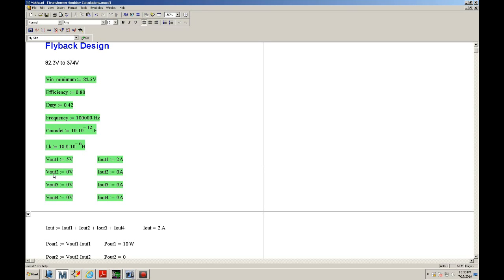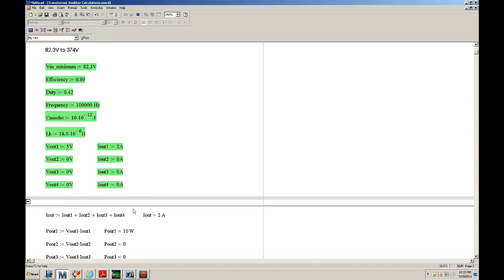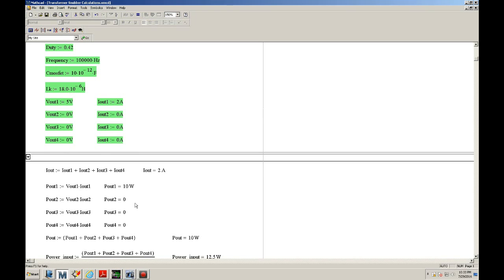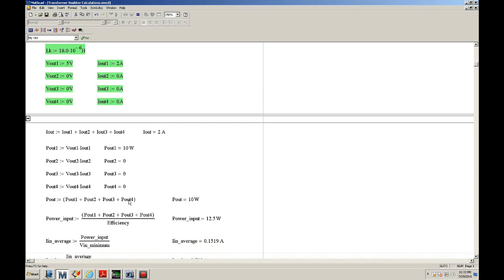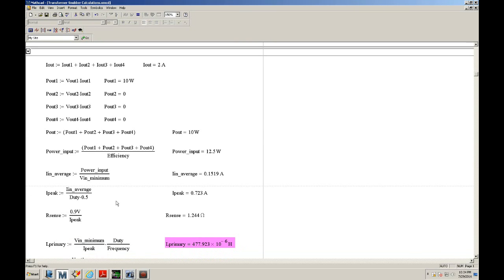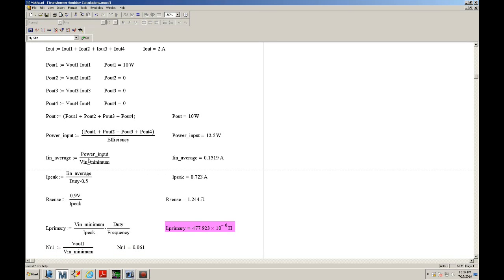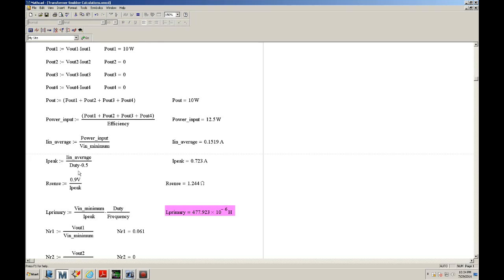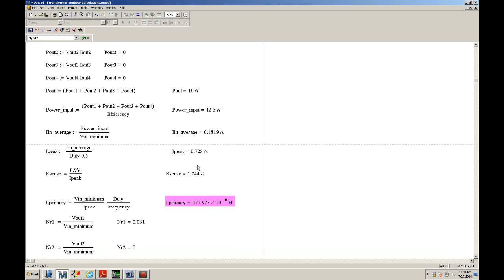If I wanted a second, third, and fourth, I could type in any voltage and any current that I want, and it totals my current and totals my output power. In this case, I'm at 10 watts. And I gather my total power here, divided by the efficiency, so I get my input power. Basically this is all the equations that I have covered throughout the video series. So V input divided by the minimum voltage gives me my average current at the primary. Then if you divide that by your duty cycle and this constant, you get the peak. So I got that peak.